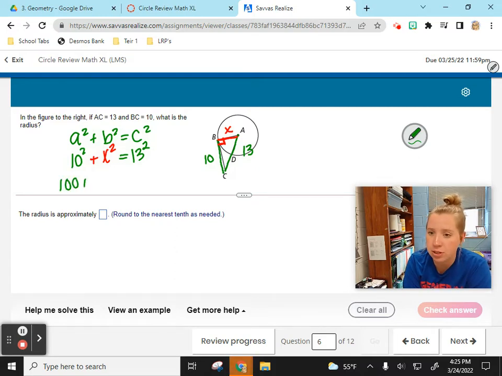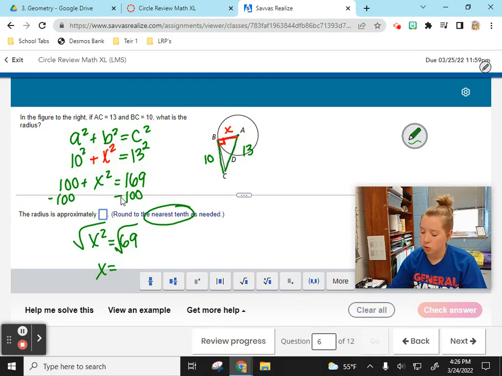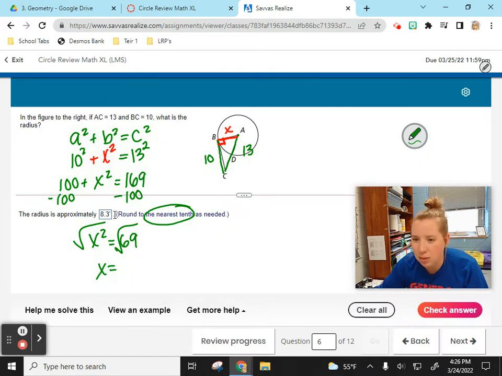10 squared is 100. 13 squared is 169. I'm going to subtract 100 from both sides. X squared equals 69. And then I take the square root. It tells me to round to the nearest tenth, which is 1 decimal place. I'm going to type this into my calculator. The square root of 69 is 8.3. You probably can't see that, but your numbers and your problem are going to be different from mine anyway. I accidentally put a little apostrophe.